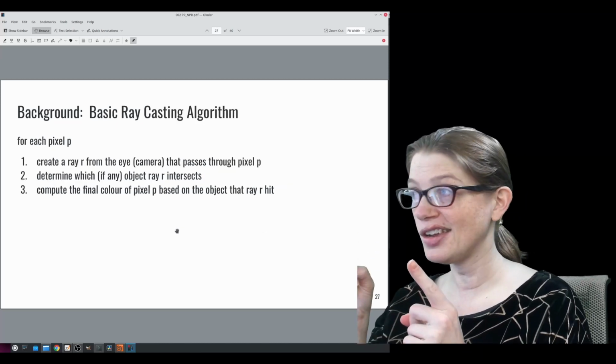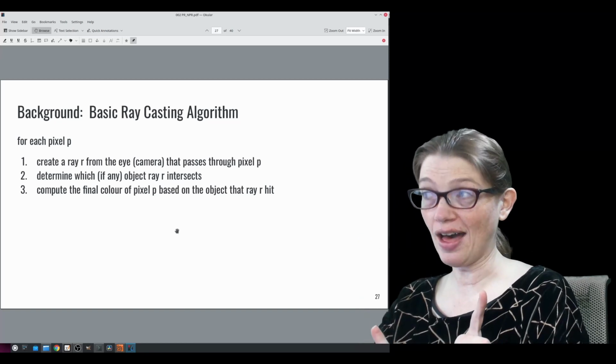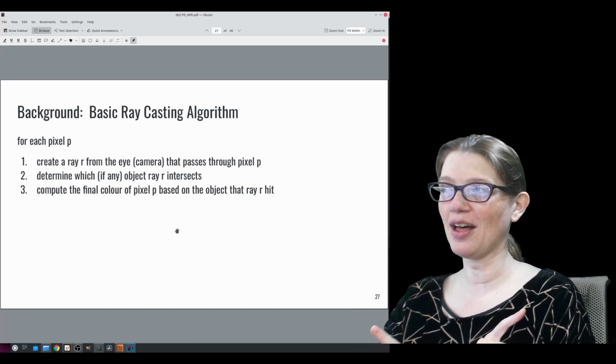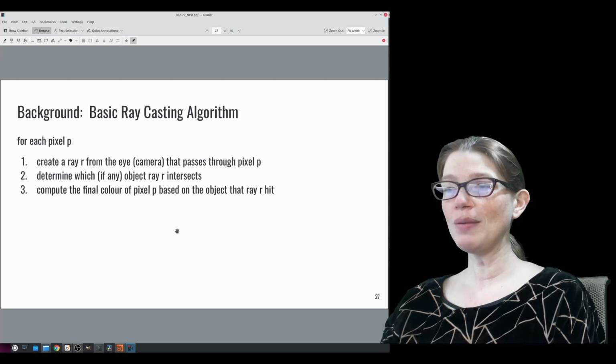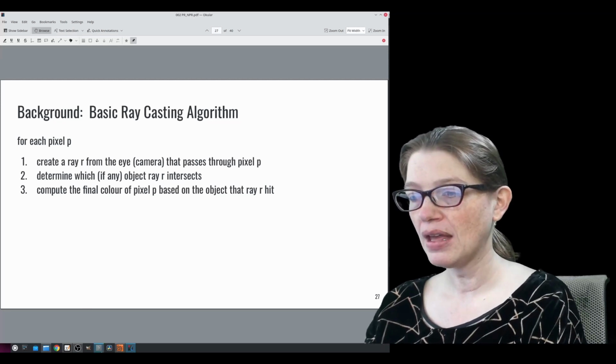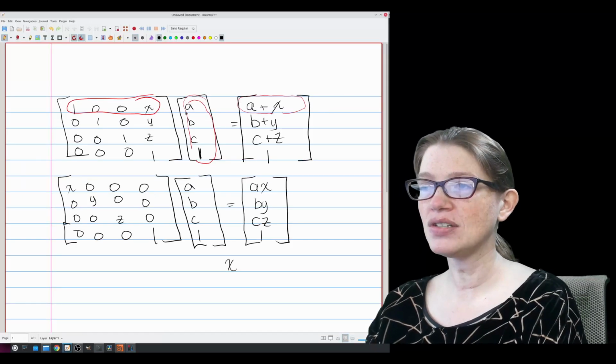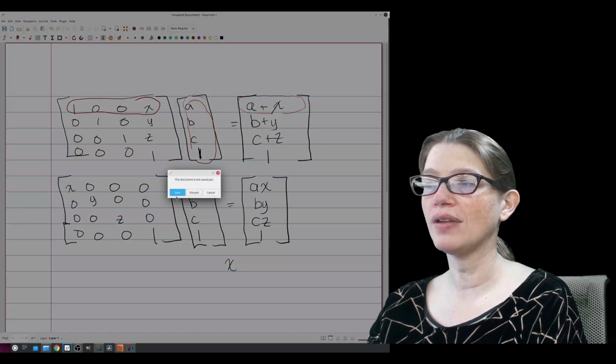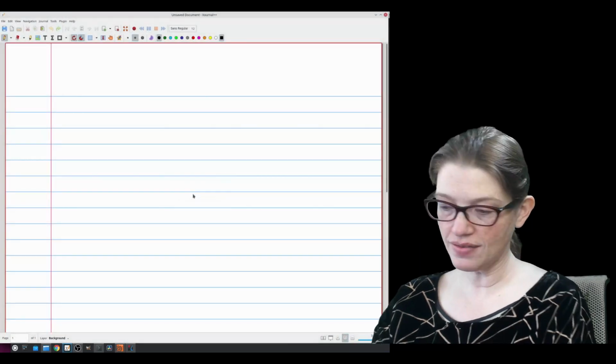All right. We can now do the basic raycasting algorithm. So for every pixel in an image, and images, of course, are made up of lots of pixels.